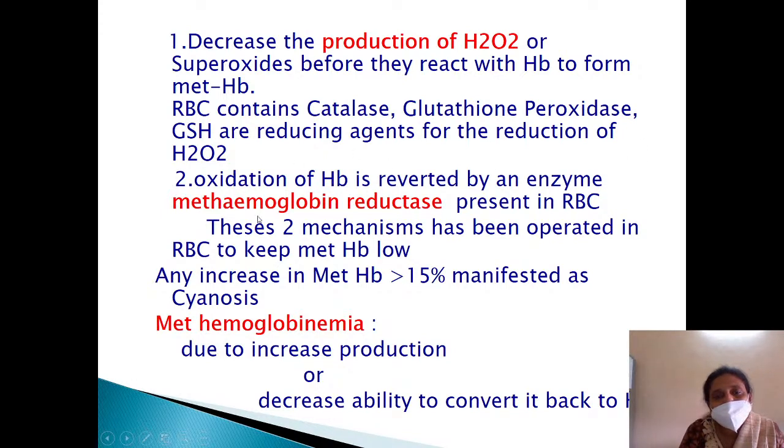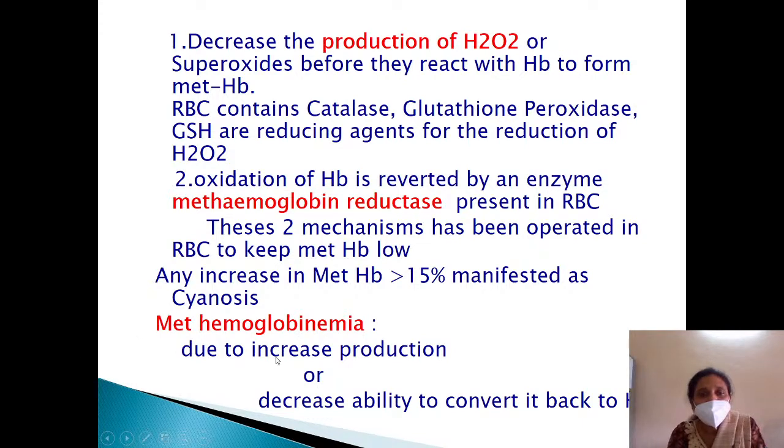On the other side, oxidation of hemoglobin is reverted by the enzyme methemoglobin reductase, which will convert methemoglobin back to hemoglobin. As these two mechanisms operate continuously in the RBC, methemoglobin levels are maintained in the body at less than 1%. Any increase in methemoglobin to more than 15% can be manifested as cyanosis. Normal concentration should be less than 1%. If the level exceeds 15%, it is manifested as cyanosis.